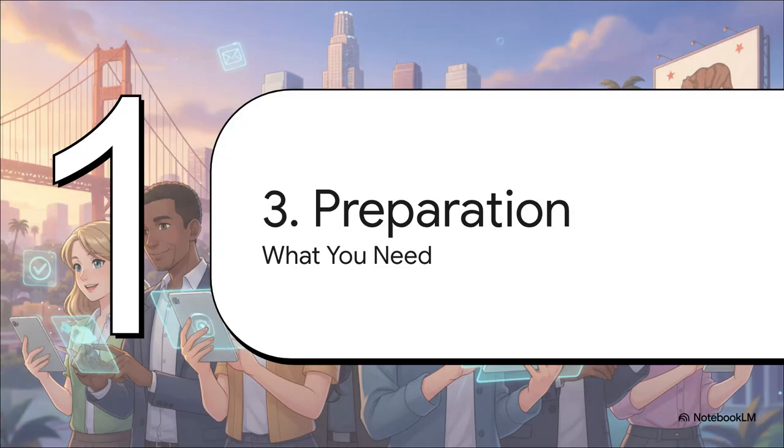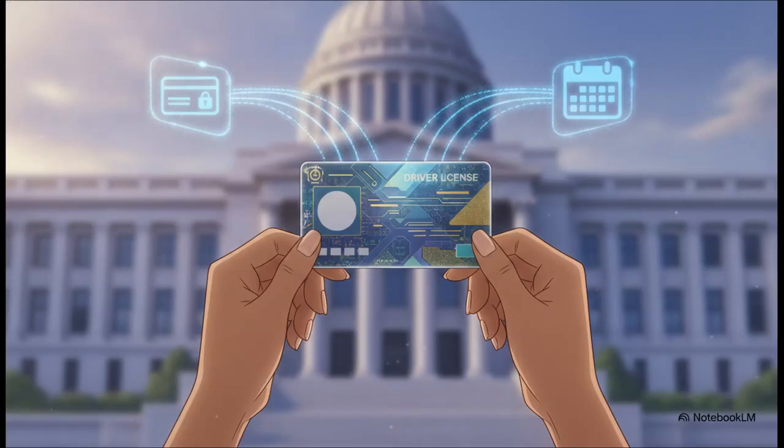Section 3. Preparation. What you need. Getting your documents together before you sit down makes this whole thing a breeze. Before you even open the website, just grab these 3 things. You'll need your California driver's license or ID card number, the last 4 digits of your social security number, and your date of birth. The reason you need these is actually pretty brilliant. The online system talks directly to the California DMV and the Social Security Administration to securely verify exactly who you are behind the scenes.